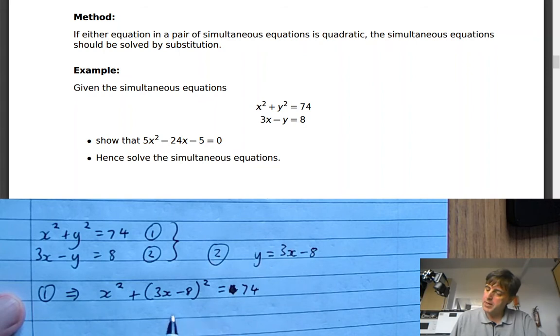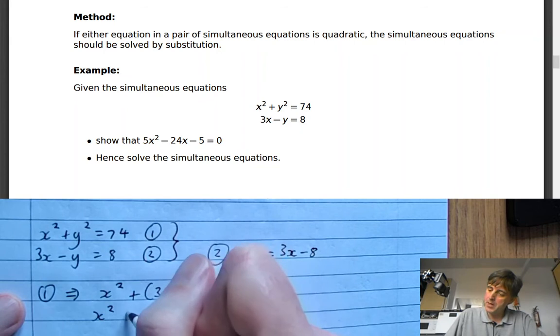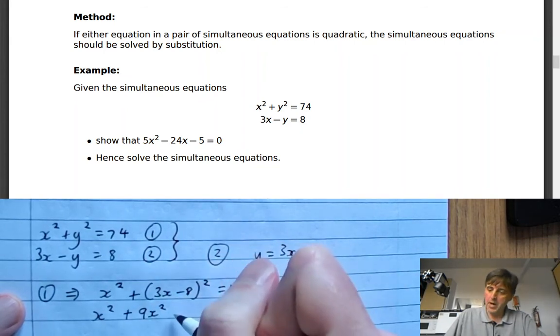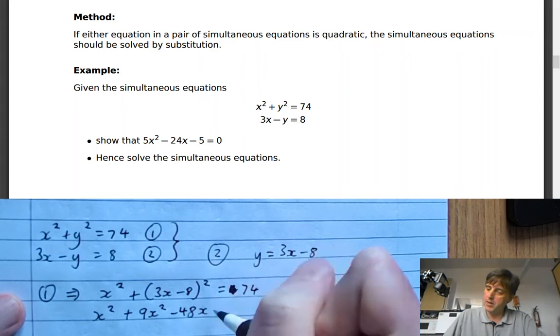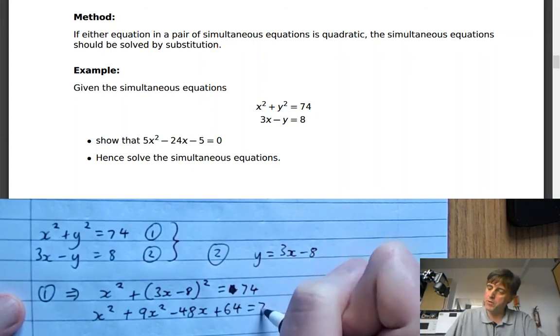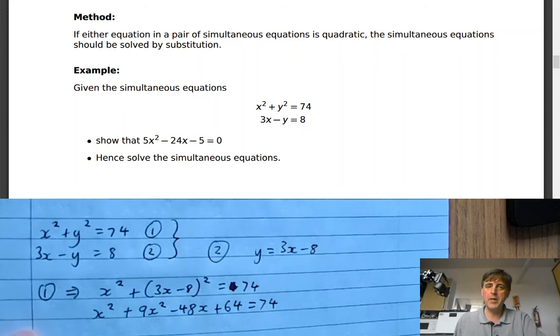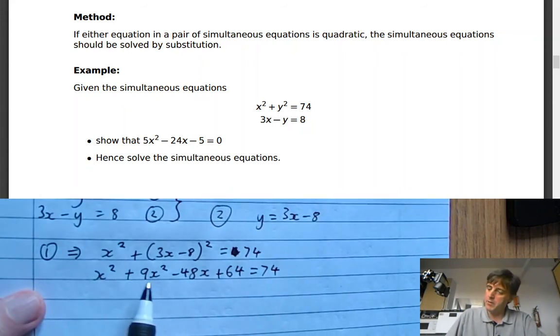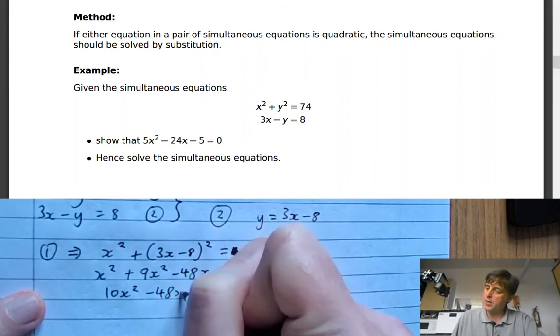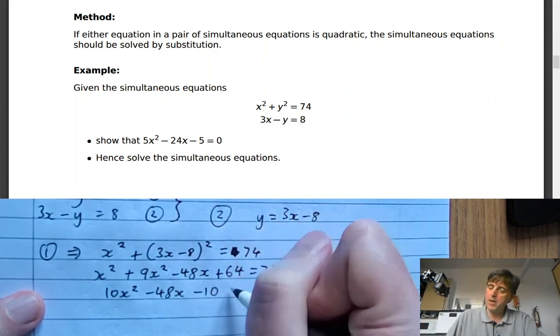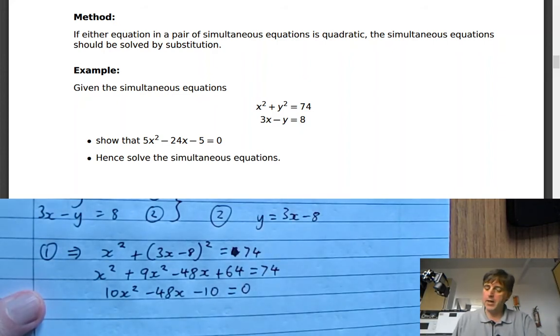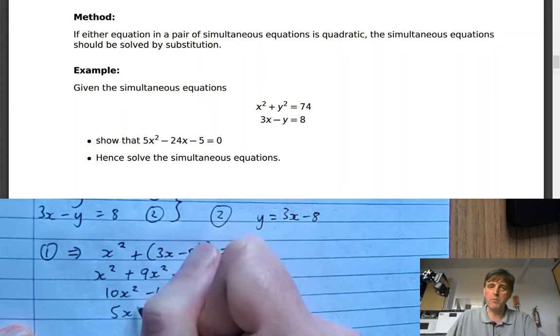I'll quickly whiz through the algebra here. Expanding this out, 3x minus 8 times another 3x minus 8, we end up with 9x squared minus 48x plus 64. That all equals 74. Then collecting terms together, x squared plus 9x squared becomes 10x squared. We've got a minus 48x here. Subtract 74 from both sides, we end up with minus 10 equals 0. I can see, comparing this with what I want to see on the screen, if we just divide both sides of this equation by 2, we end up with the equation we've got on the screen there.